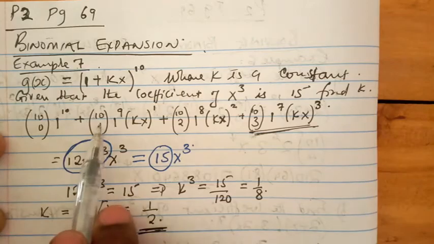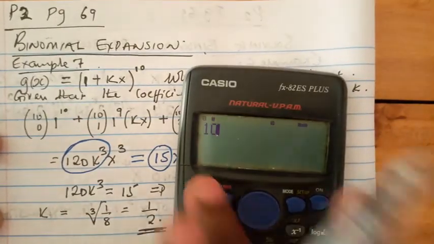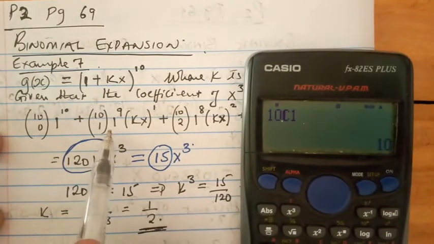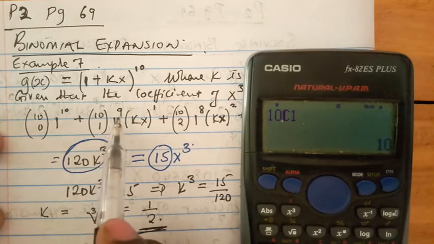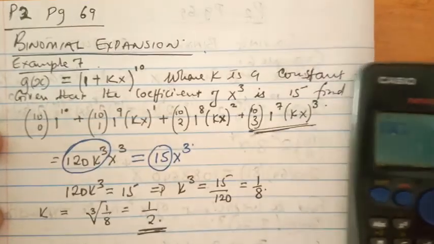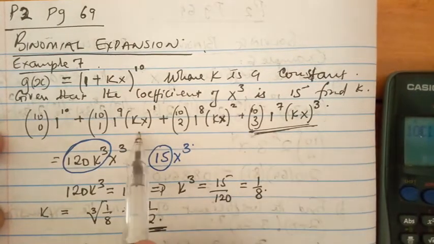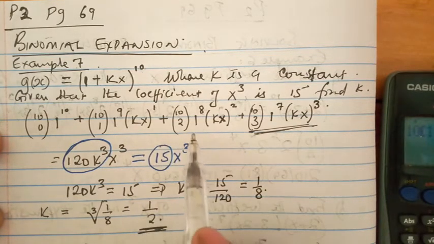But let us just go to the second term, 10C1, which is 10, times 1 raised to power 9, which is again 10, because 1 raised to power 9 is 1, times kx in brackets raised to power 1. And we go to the next term. Of course, we're looking for the term that is going to have x cubed. This is having x raised to power 1, which is not our point of interest.